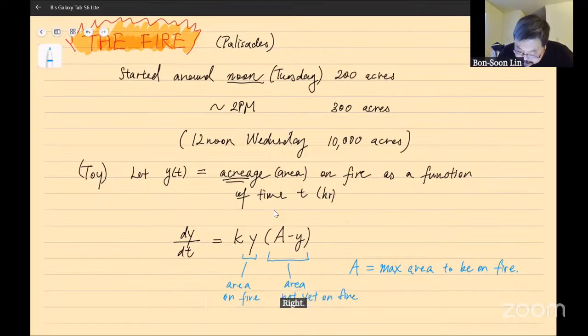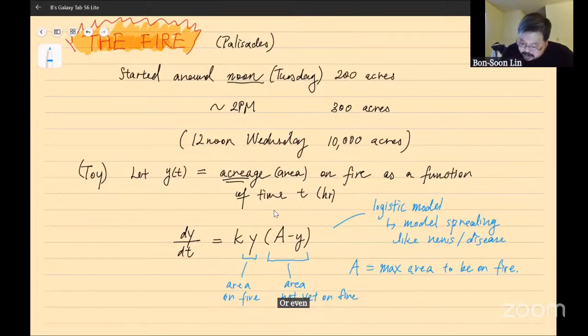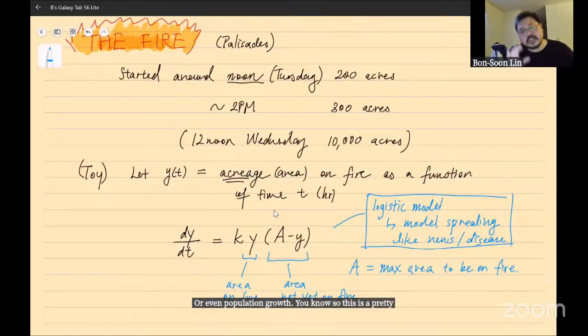This model is actually called a logistic model. And it's useful to model things that spread, like perhaps news or rumor or disease, all sorts of things, or even population growth. So this is a pretty good simple first course model.